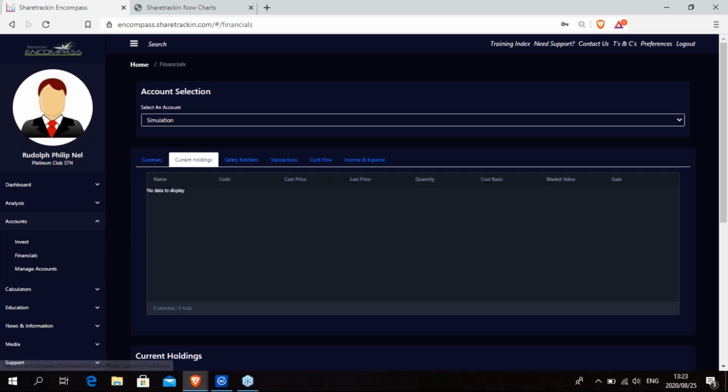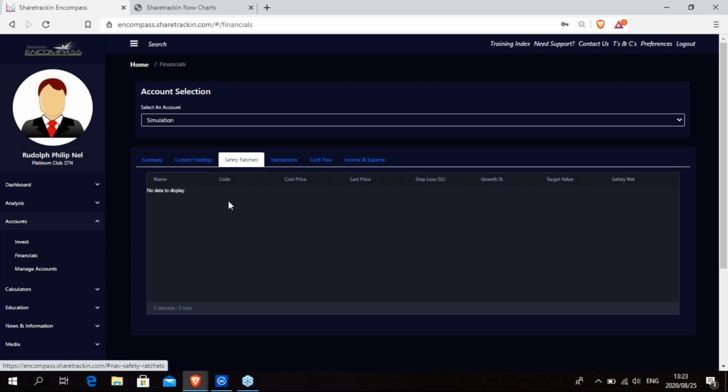Your current holdings, if you've got any shares bought, your safety ratchet. So if you bought a share, it will tell you right on your right hand side on the safety nets, if you have to sell the share, is it still going up? Is it still going down? So you will get 3 basically there. You'll get your target value, your stop loss, and gross stop loss. So when it reaches your stop loss and gross stop loss, it will say that you need to go and sell it on your safety net. If it reached your target value, same thing, it's going to tell you to sell.